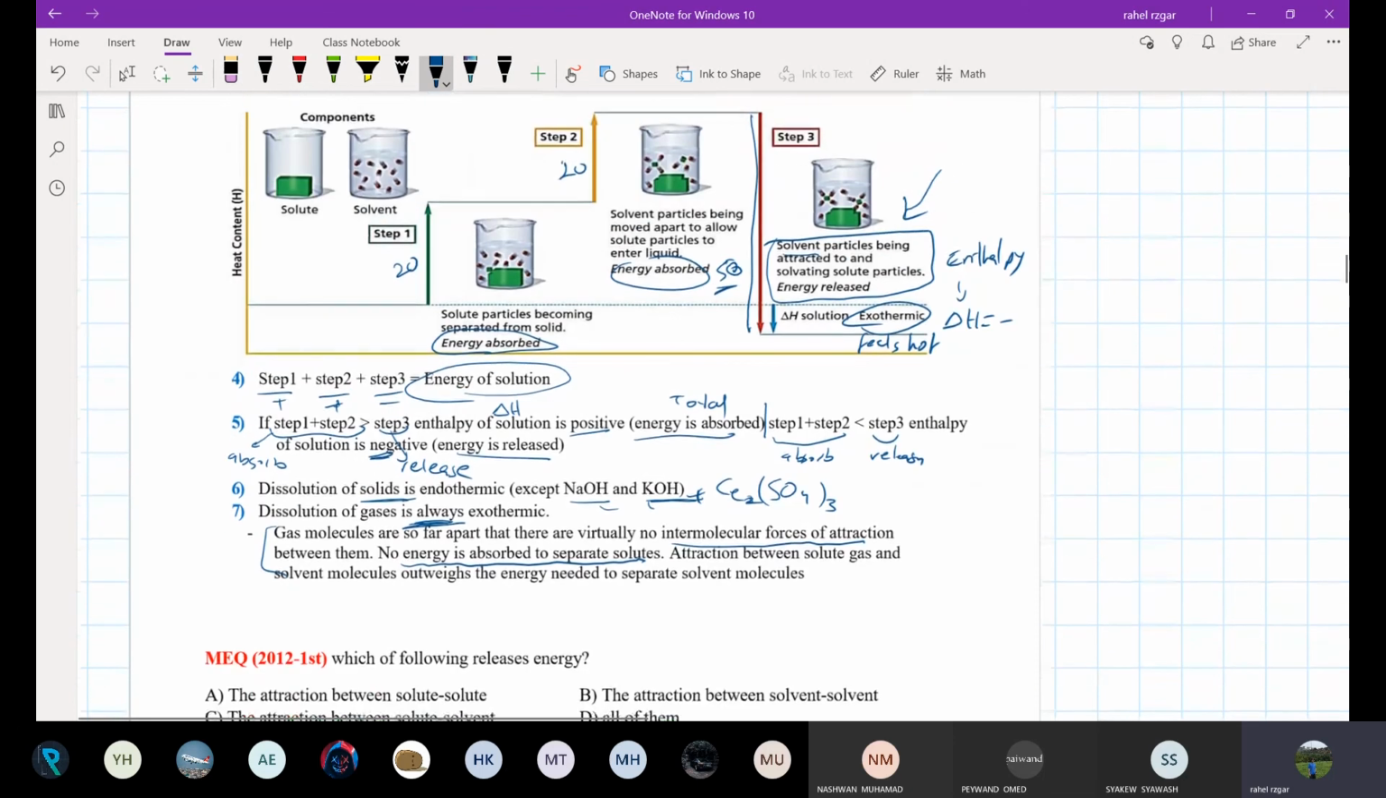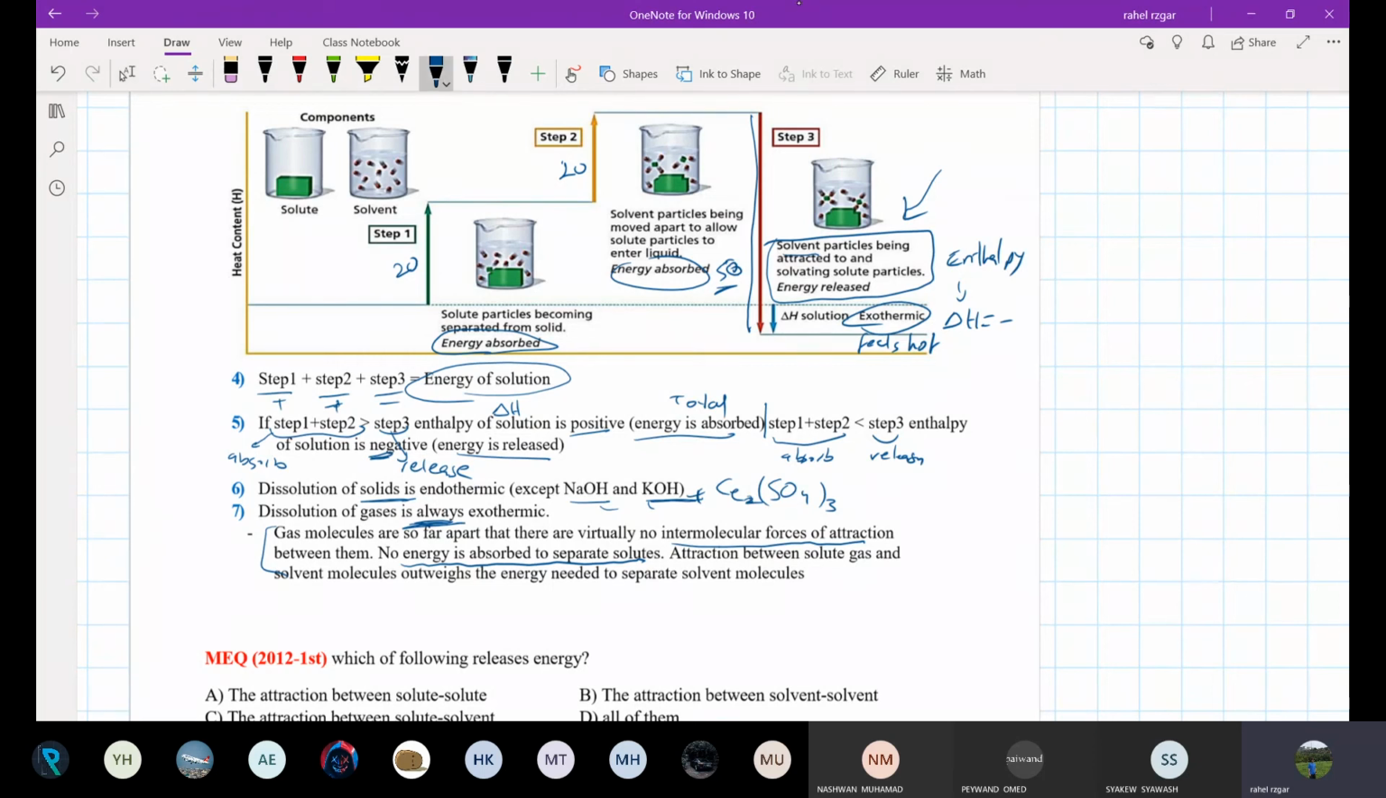In the first step, energy was absorbed so that the solid particles are separated. But gas particles are already separated. Gas particles are already far away from each other. They are already broken. They don't have any attraction force. That's why no energy absorption is needed.